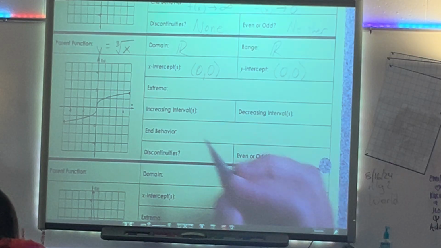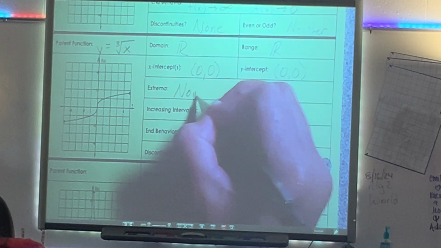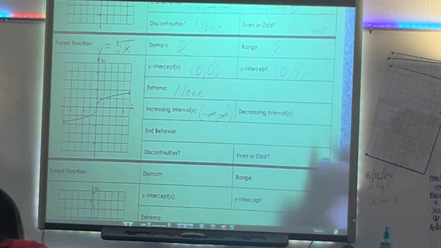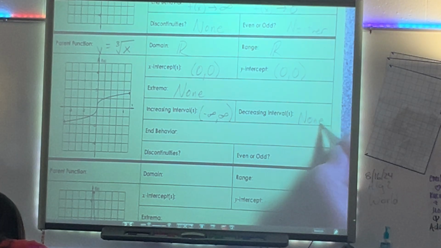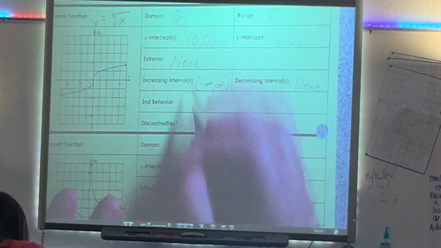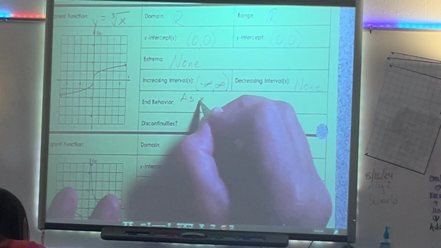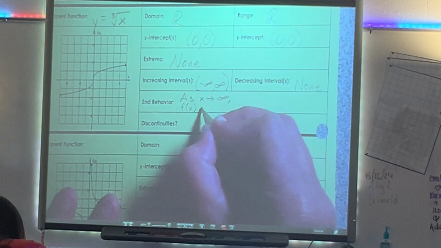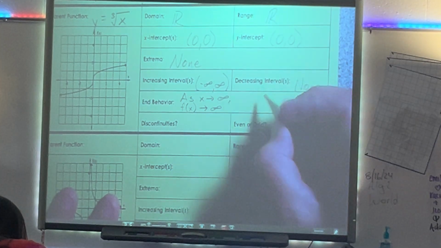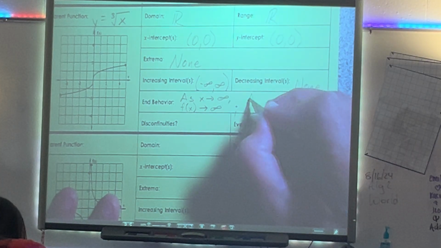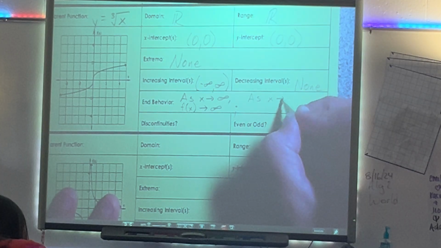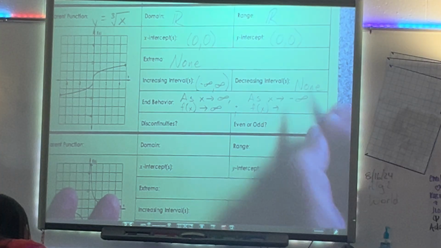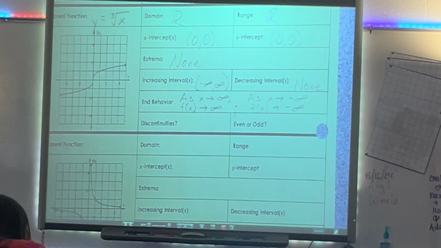Extrema, there are none. This one increases from negative to positive. There are no decreasing intervals. End behavior: as x approaches infinity, f of x approaches infinity. As x approaches negative infinity, f of x approaches negative infinity.